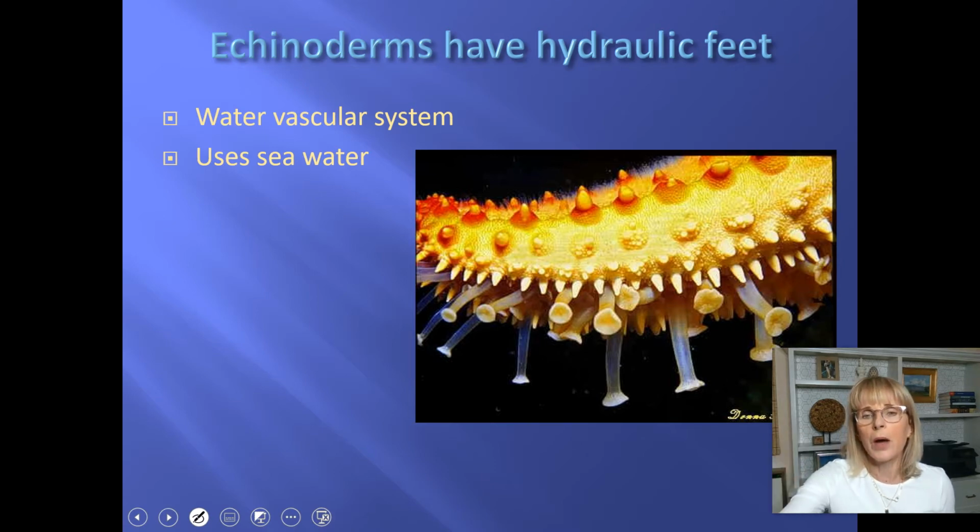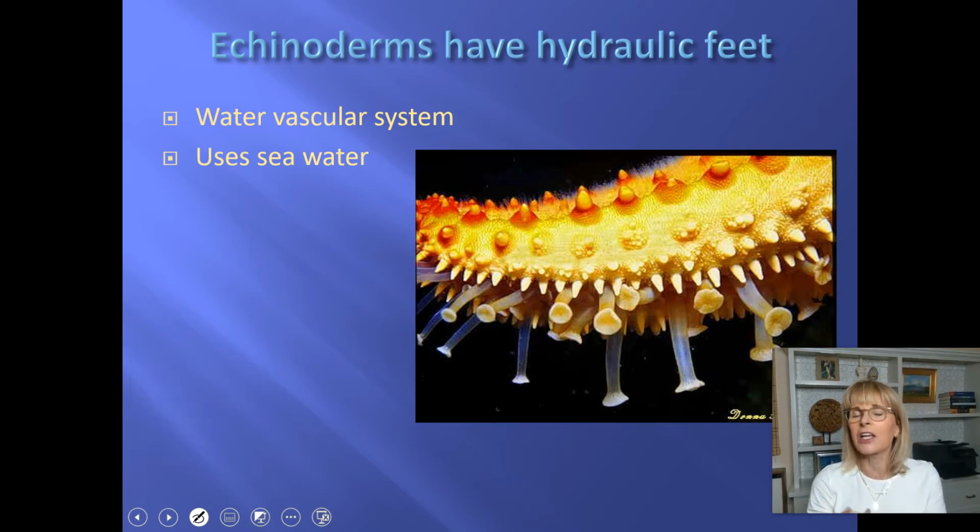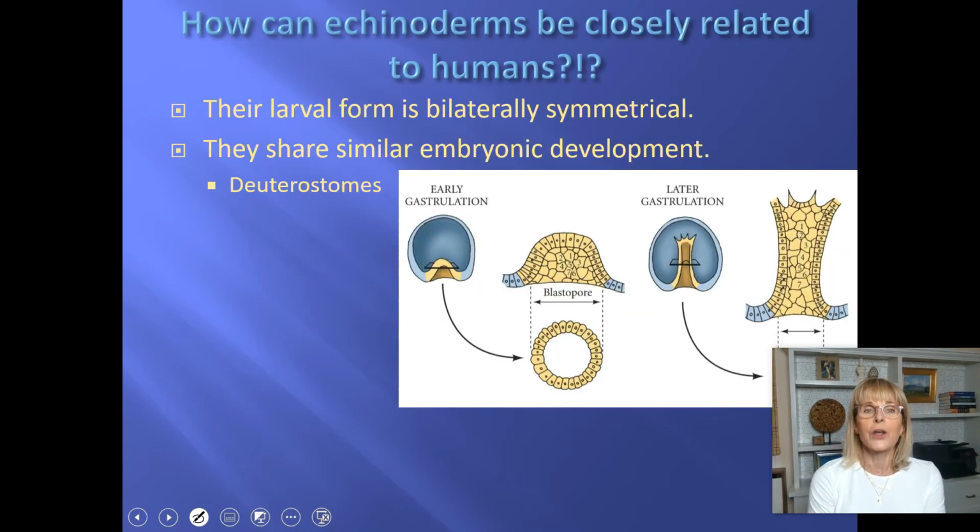And they will pump water into these little hydraulic feet. And then when they pull some of the water out, that is going to create a little suction, which allows all of these little suction cup feet to do a really good job of hanging on to surfaces. This is the hydraulic feet of a sea star, or what you might call a starfish, but all of the echinoderms have got a water vascular system. And look at how spiny they are on the surface, echinoderms. So this is to remind you why they are closely related to us.